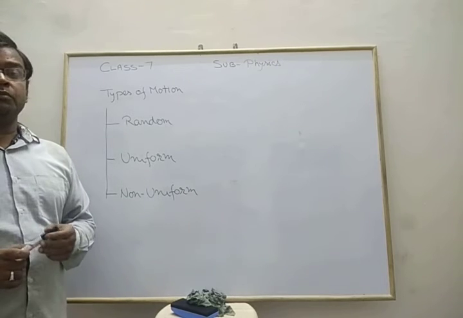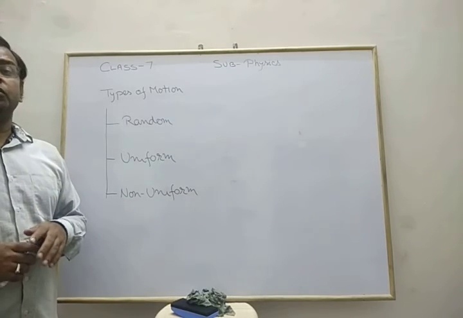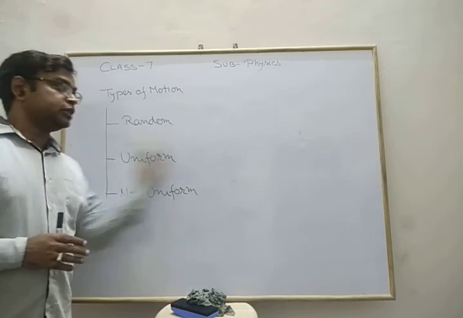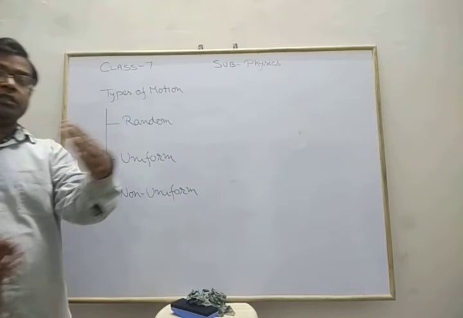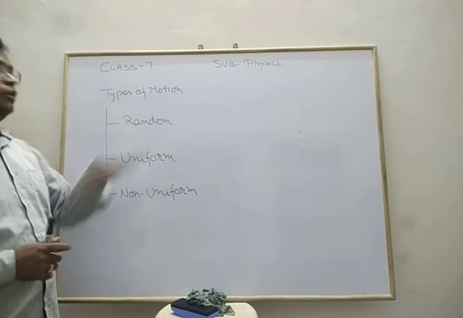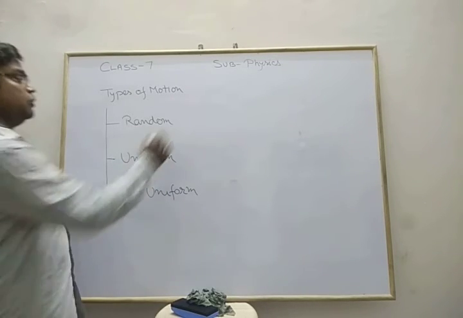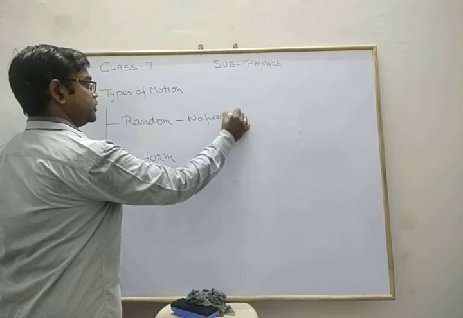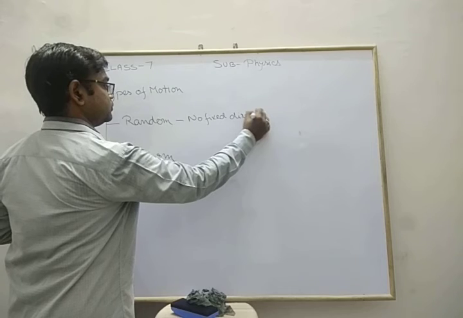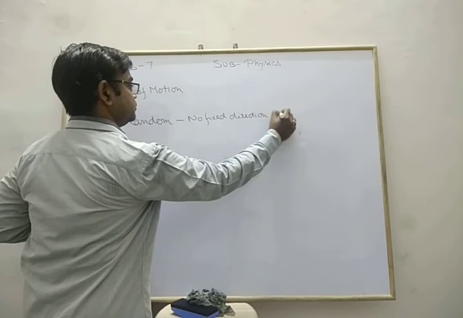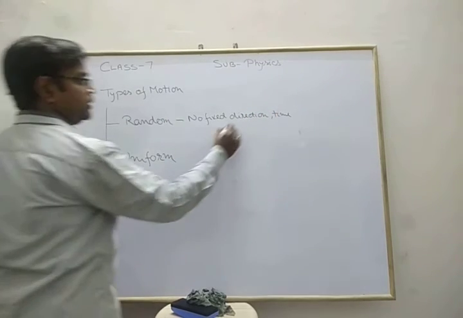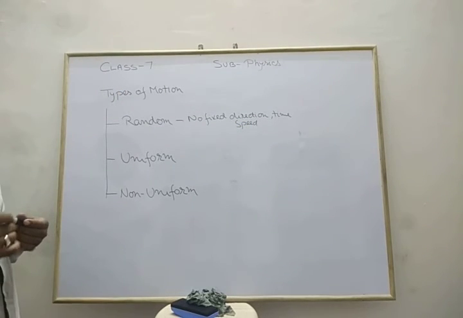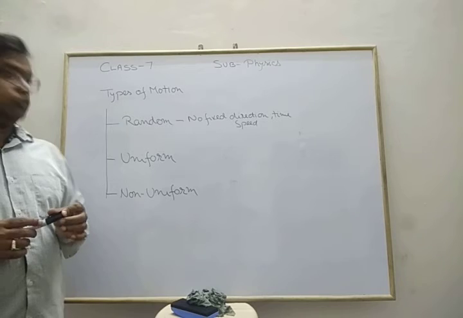The best example of random motion is a mosquito. You don't know from which side the mosquito will fly. Suppose it moves towards this one, suddenly it comes back, suddenly goes towards you, likewise. So this type of motion is random motion. No fixed direction, time or speed, nothing is fixed in random motion. All is sudden. So this type of motion is known as random motion.